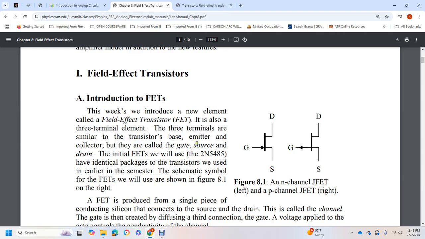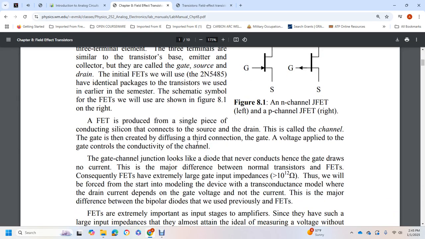The field effect transistor has a single piece of conducting silicon that connects the source to the drain, called the channel. The gate has a different connection, and the voltage applied controls the conductivity of the channel. The gate-channel junction looks like a diode that never conducts, so the gate draws no current, a major difference from the normal transistor. Consequently, the field effect transistor has an extremely large gate input impedance, greater than 10 to the 12th ohms. This forces a change to the transconductance model, where the drain current depends on the gate voltage, not the current.